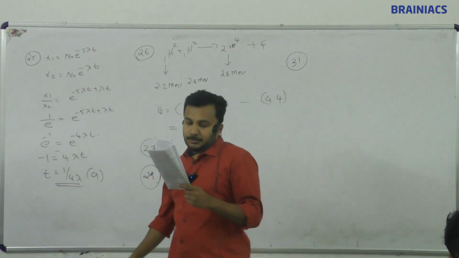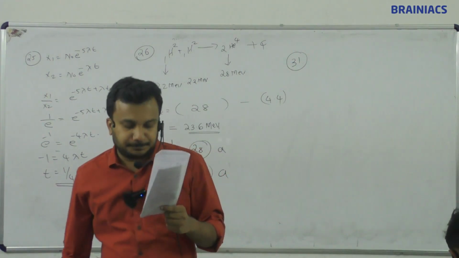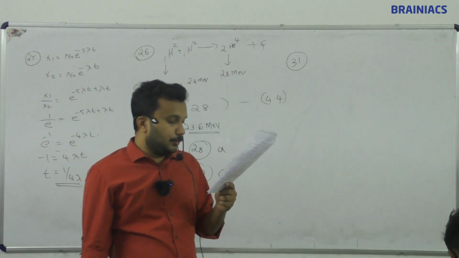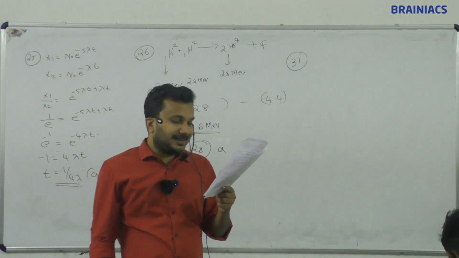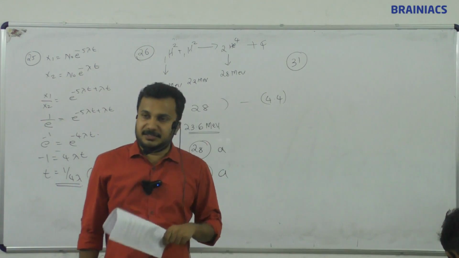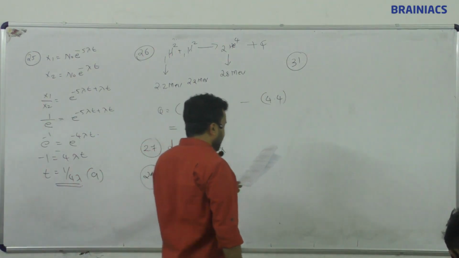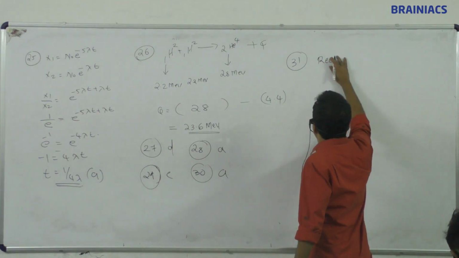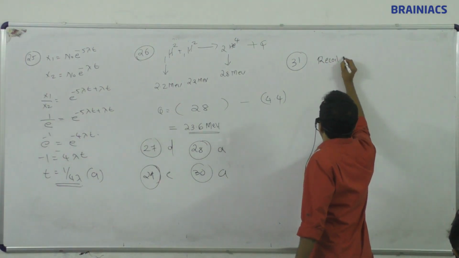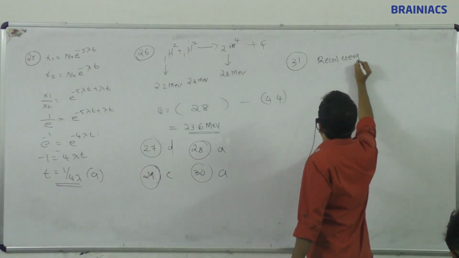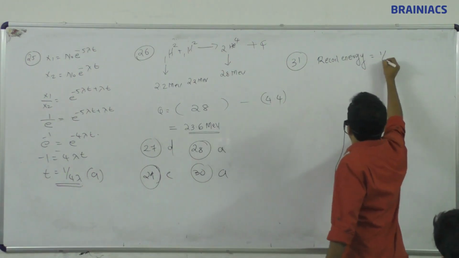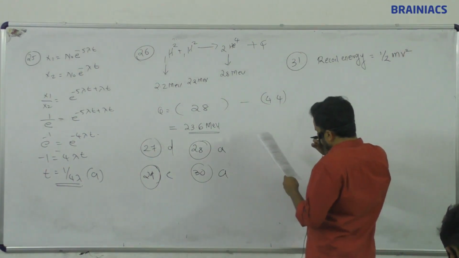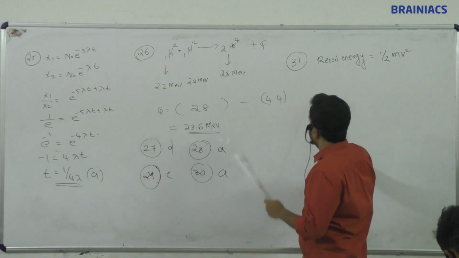31. A radioactive nucleus of mass M emits a photon of frequency nu and the nucleus recoils. Recoil energy means it's nothing but the kinetic energy. So below, write a note: recoil energy is generally equal to half m v square.